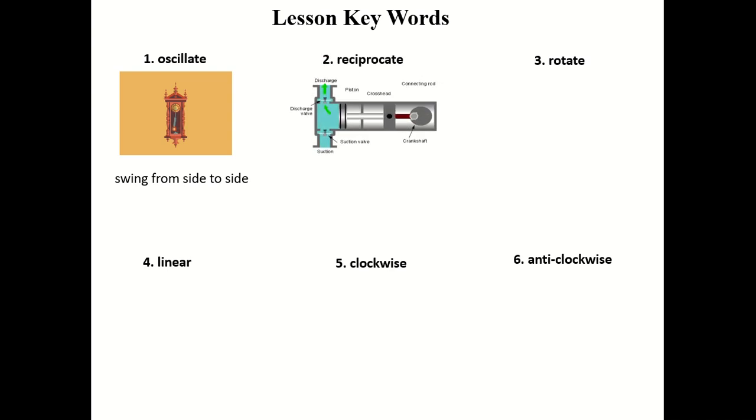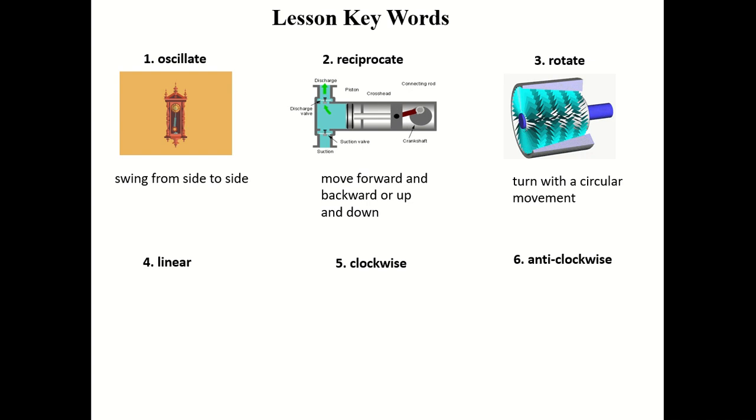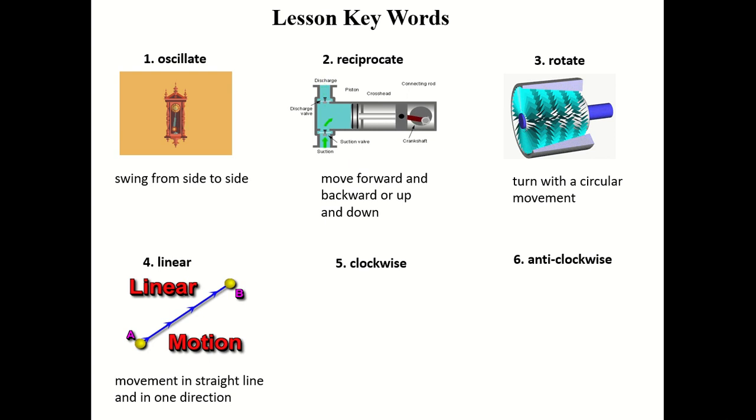Reciprocate. This is a movement forwards and backwards, or up and down. So anything that reciprocates means that it moves up and down or forwards and backwards. Rotate. This is a circular movement, a movement in circles. Number four, linear. This is a one-way movement in a straight line. That is, it is a movement in a straight line and in one direction.